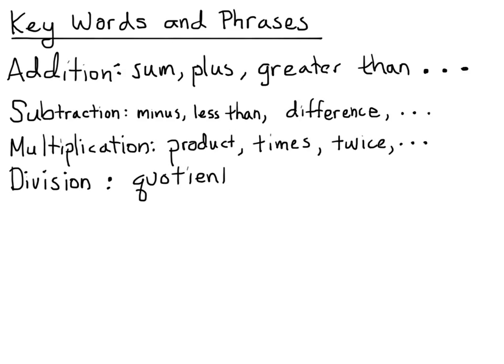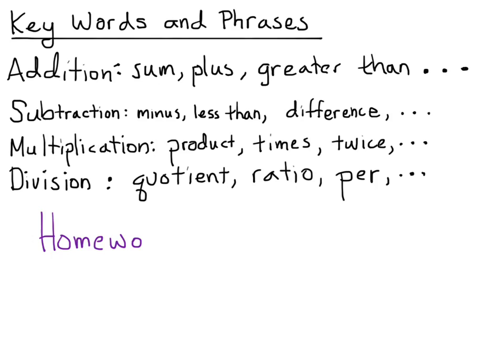Now division gets a little tricky because you have things like quotient, ratio, and per is a really good one. Like, what's the cost of those? Well, it's $1 per 1,000, or something of that sort. What that implies is division. So order is really important with division, especially because that's the one that's not commutative.